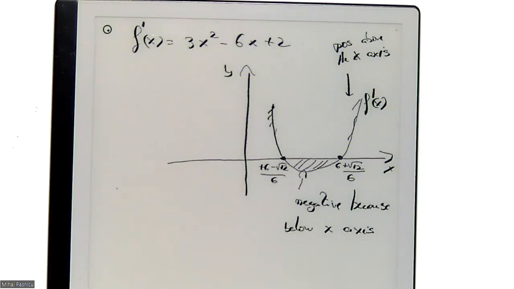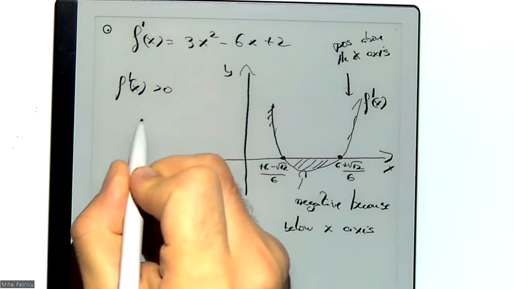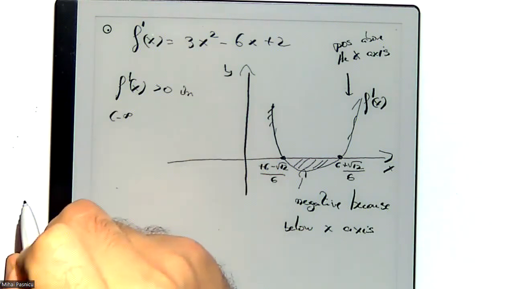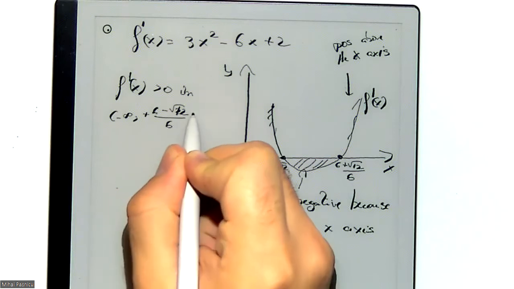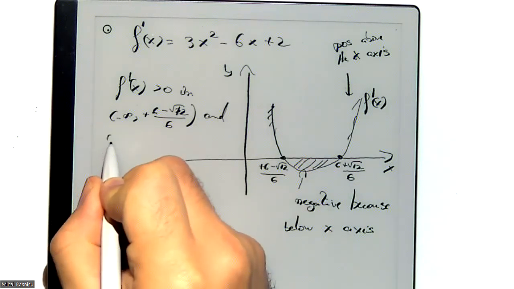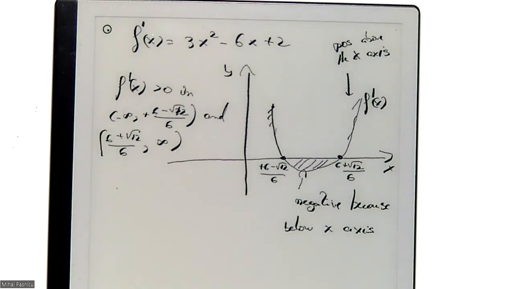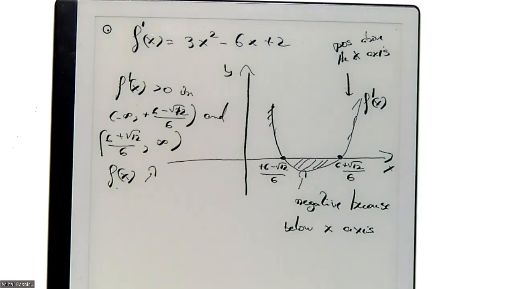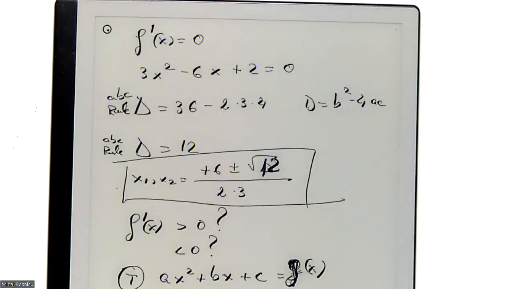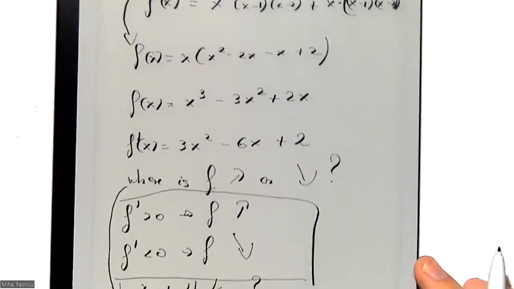Okay, so to answer the question the problem asks, where is f prime of x positive? It is positive in the interval from minus infinity to 6 minus square root of 12 over 6, and from 6 plus square root of 12 over 6 to infinity. This is where it is greater than 0, which means that f of x is increasing, according to the observation that I made initially.